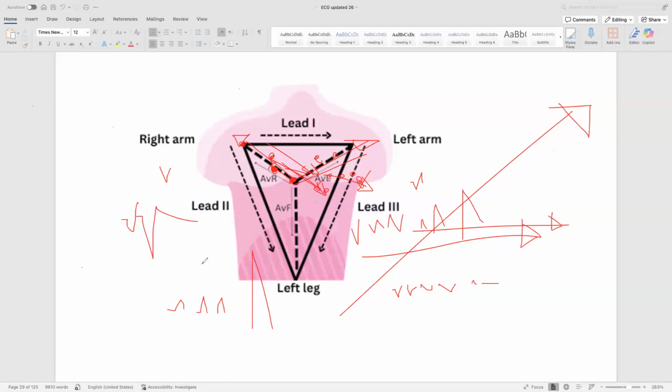Poor R wave progression may be due to a previous myocardial infarction, like an old MI. You need to ask the patient whether they have had a previous MI or not. Mostly it is anterior, because the V leads are anterior. So poor R wave progression means an old anterior infarction, a previous anterior myocardial infarction. That is the most common one, the anterior MI.